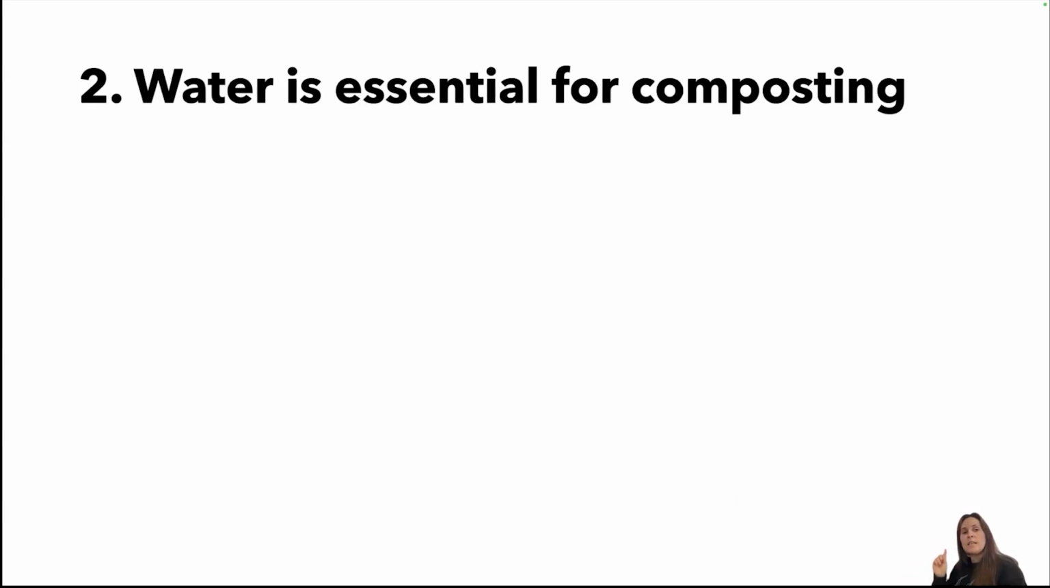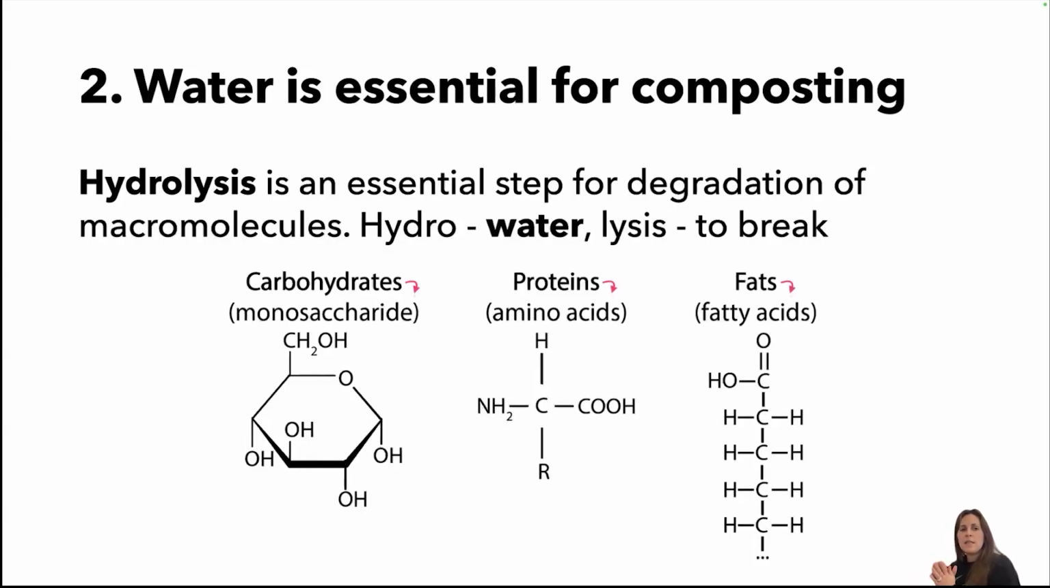Number two is that water is in fact essential for composting, though too much of a good thing actually becomes a bad thing. So we cannot oversaturate our compost heap because otherwise we push out all of the air. Well, composting, unless you're doing fermentation, composting is an aerobic process, meaning you need that air, but you also need to have water. And that's because one of the first steps is hydrolysis.